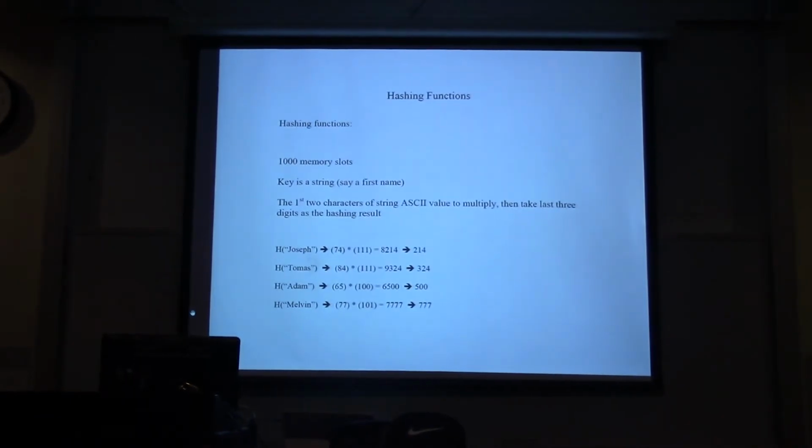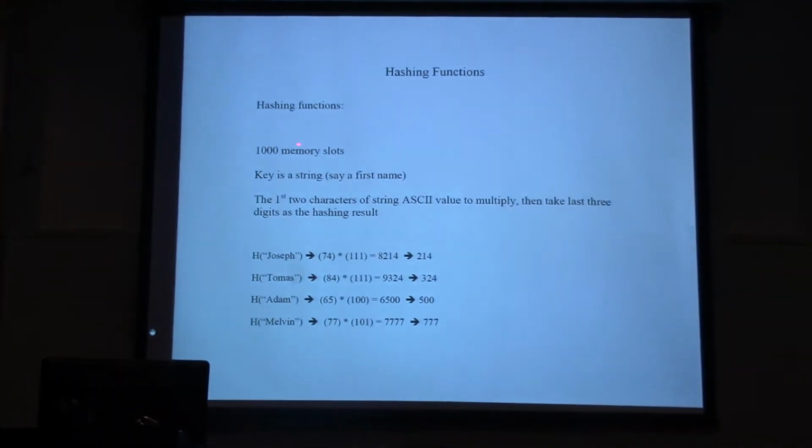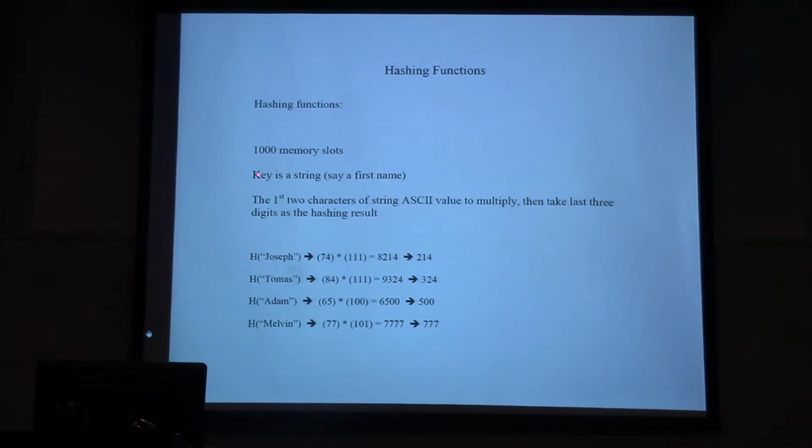Get the camera on me. Okay, so, all right, so let's say we have 1,000 memory slots. A key is a string. So keys are typically things like strings, numbers, combinations of things. We want to have as much input into the hashing function to give the hashing function that desired goal of equally likely targeting of the slots.